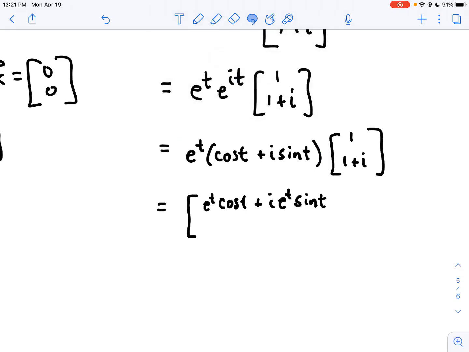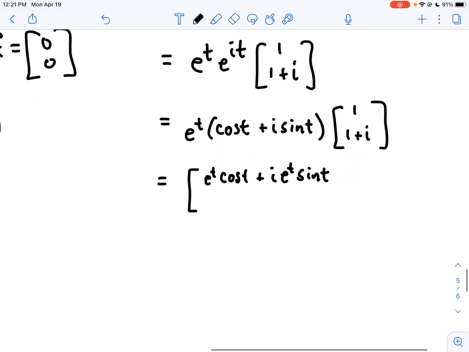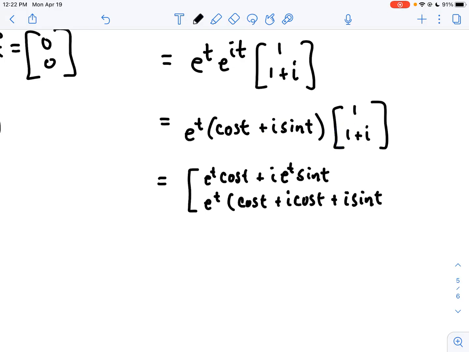Now for the bottom entry, I'm not going to distribute the e just yet. I will leave that separate because I want to foil these two parts first. It doesn't really matter, you could do this a variety of ways, but I'm going to leave the e to the t out for the time being, and I'm going to worry about foiling this with that. So we have cosine t times 1. That gives me cosine t. Then we have cosine t times i there, so we have plus i cosine t. Then we have i sine t times 1, so plus i sine t. And then finally we have i sine t times i. That's going to be i squared sine t.